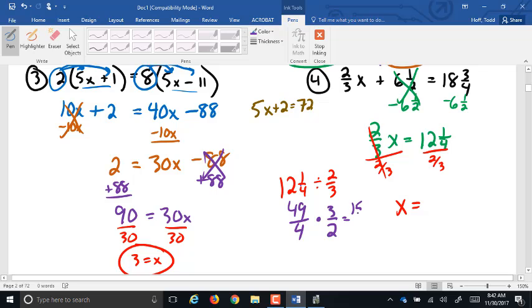49 times 3 is 147. 4 times 2 is 8, which is the 147, right? Yeah, it is. 147. That's why. 147. So we divide that out, and that is 18 3/8.